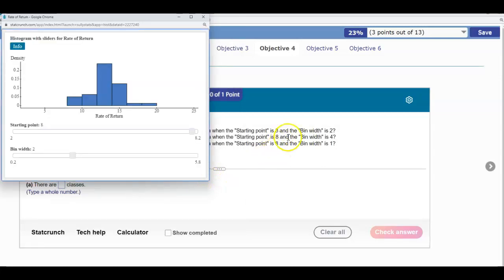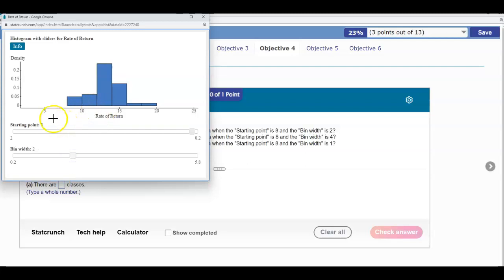Okay, so it's telling us that the starting point has to be 8. So if you look here, here's the starting point, which is the first one. If you move this around, you will see this number change right there. So if we go to the right, 7.6, 7.8, and now the starting point is on 8. And then down here, the bin width, you move left and right for the bin width. Currently it's at 1.4, moving it over gives us 2.